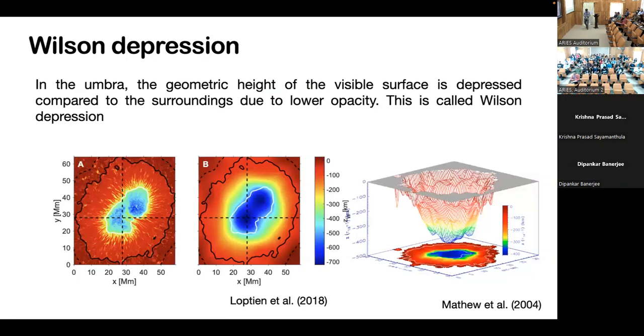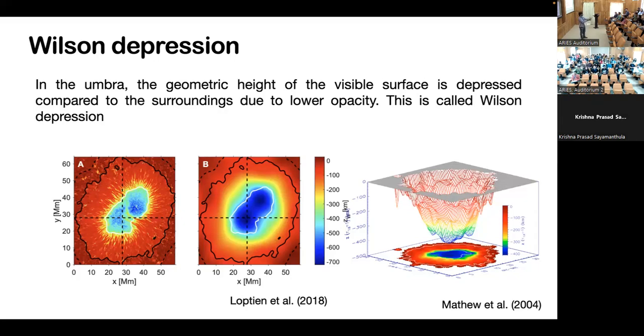So now we come back to the question of sunspots being dark. The reason the umbra of the sunspot is dark is that if you look at the center, the magnetic field is so strong that it suppresses the convection.